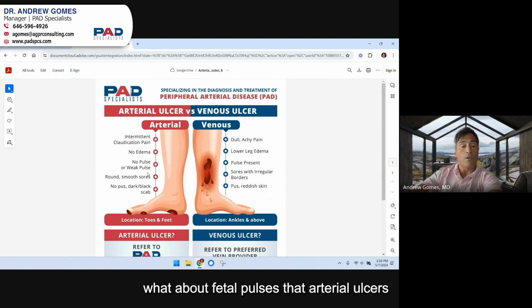What about pedal pulses? In arterial ulcers, generally the pulses are weak or there's no arterial pulse. And with venous, it's not an arterial problem, it's a venous problem, so arterial pulses would be present.